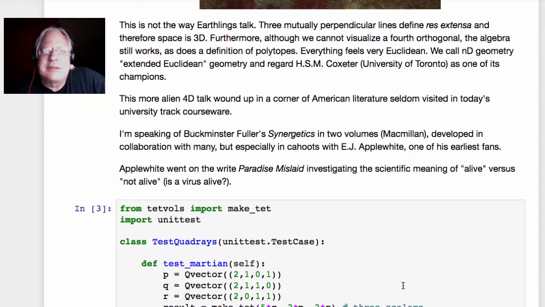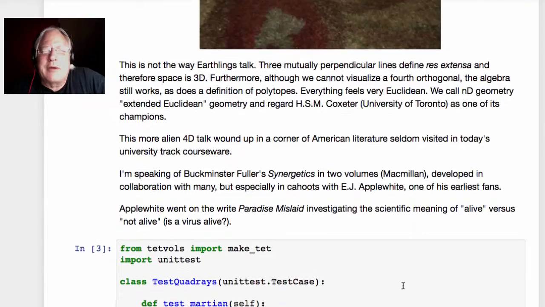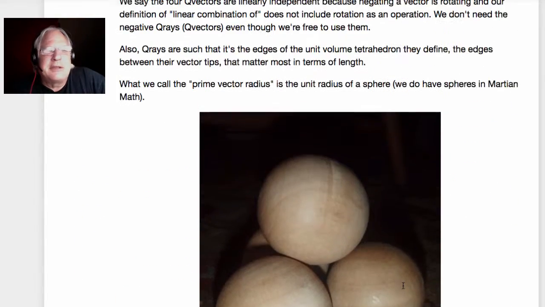It's interesting. It's not very much written about or understood, but it's still interesting.